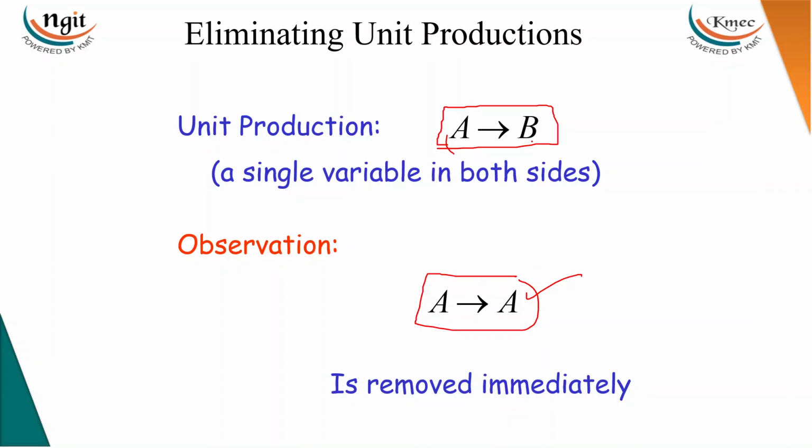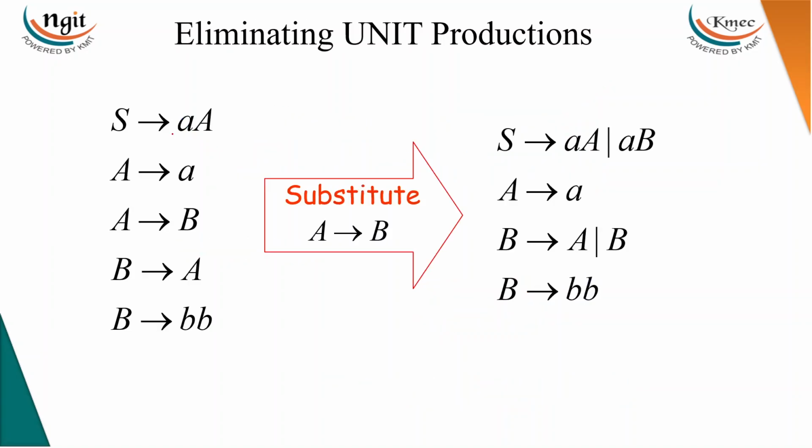But if the left-hand side and right-hand side have different variables, but only one variable, then you can replace this B, substituting all the B productions here, as simple as it is. Let me explain this. Here, this is not a unit production. This is also not a unit production. This is a unit production, A tends to B. And this is also a unit production, B tends to A. What we can do is simply substitute all the productions of this B right here. Substitute all the productions of B here.